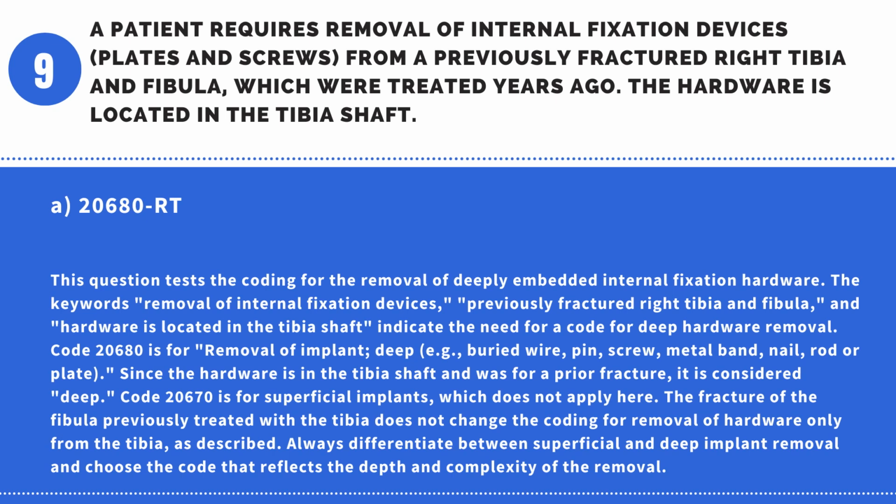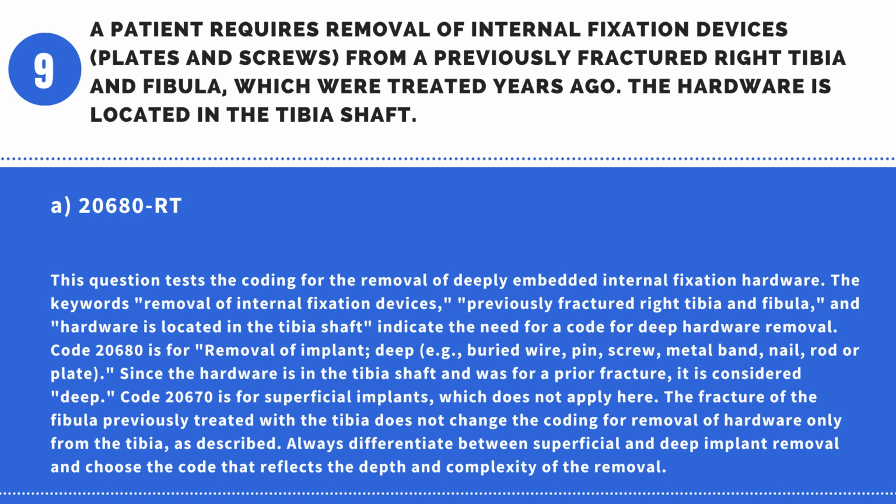20680 RT. This question tests the coding for the removal of deeply embedded internal fixation hardware. The keywords removal of internal fixation devices, previously fractured right tibia and fibula, and hardware is located in the tibia shaft indicate the need for a code for deep hardware removal. Code 20680 is for removal of implant, deep, e.g., buried wire, pin, screw, metal band, nail, rod, or plate. Since the hardware is in the tibia shaft and was for a prior fracture, it is considered deep.